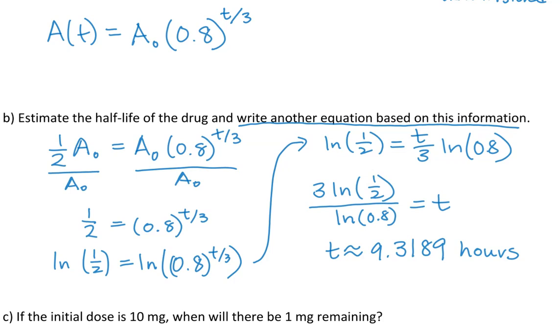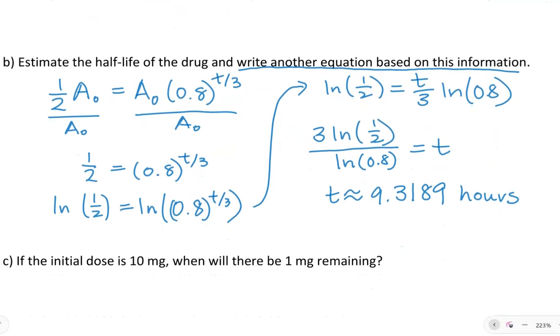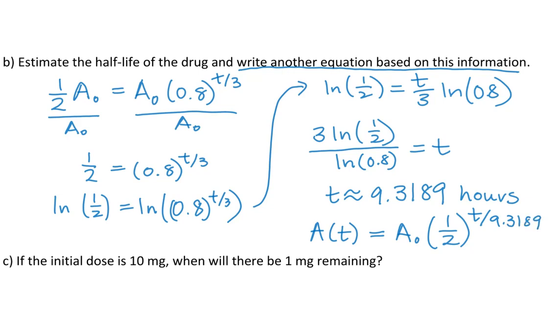But just to remember how we would write an equation based on a half-life, we would say we have some initial amount, we still don't know it, and that gets cut in half every 9.3189 hours. So remember, we can use half-life or doubling time in the same way we can use percent increase or decrease.